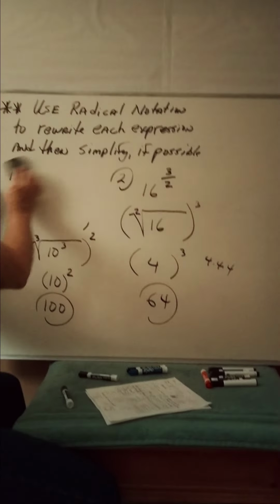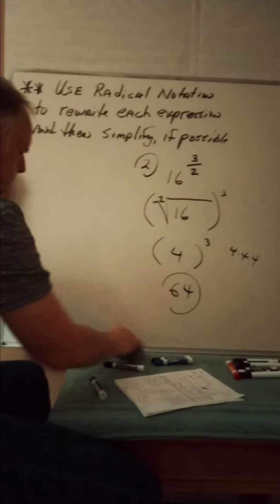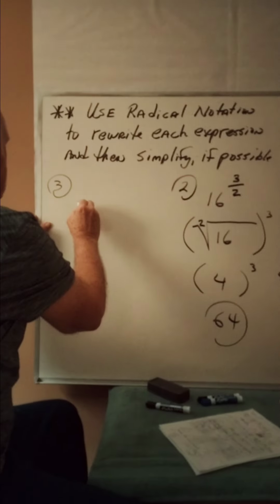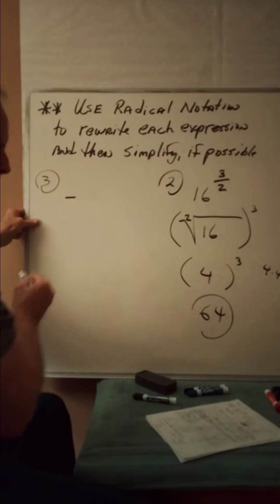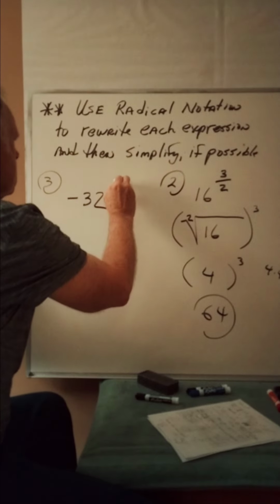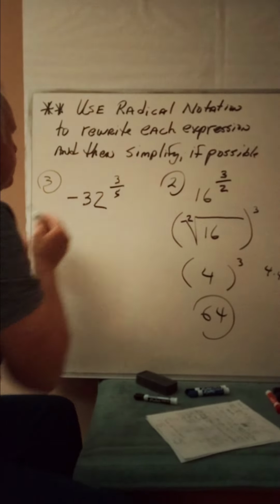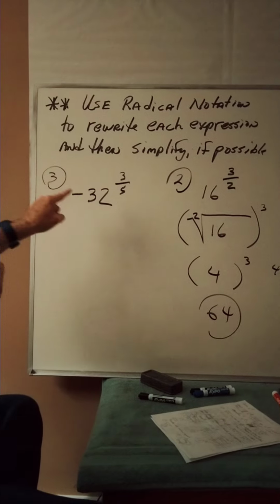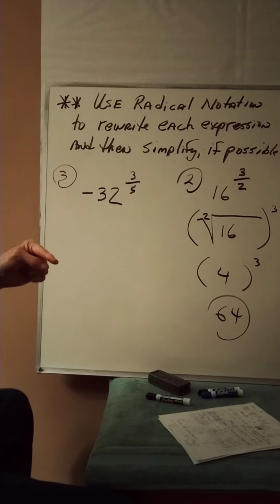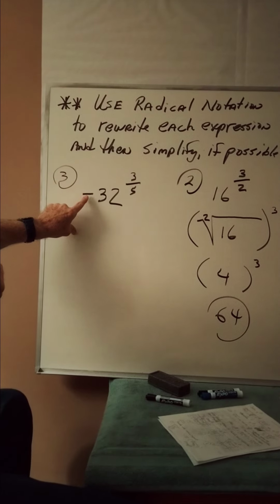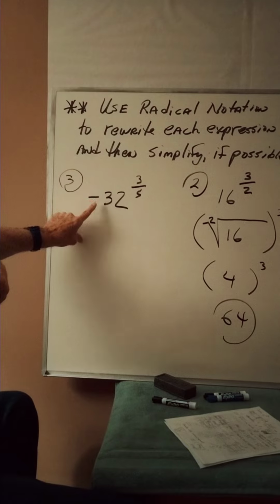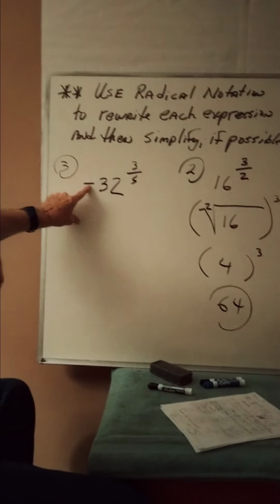Okay, let me quickly do number 3. Number 3. The opposite of 32 to the 3/5. Remember that base is not negative 32, it's 32. That's the implied factor of -1, or it's simply an opposite symbol.